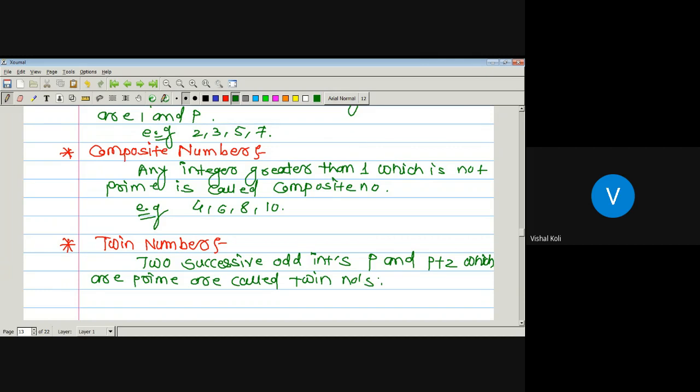Two successive odd integers, that is, two odd integers taken one after another, p and p + 2, where p is prime and p + 2 is also prime, then the corresponding numbers are called twin numbers.